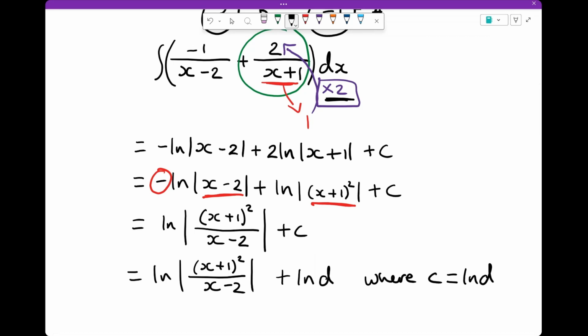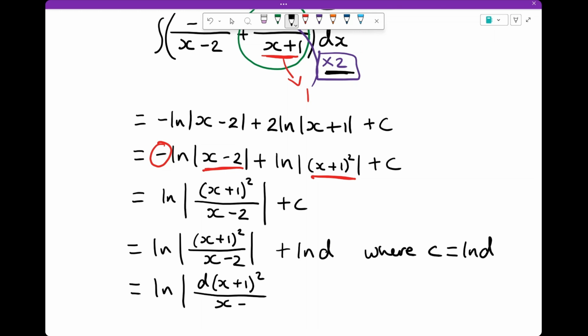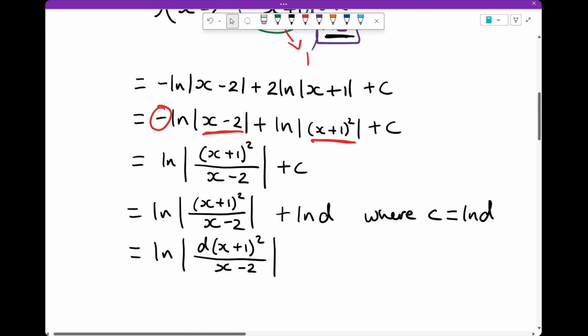And now we have two logarithms being added together, so therefore we can use our addition law and we can multiply what is in our logarithms together. So I'm going to multiply the d into my other logarithm. So I'd have the natural logarithm of the modulus of d multiplied by x plus 1 squared over x subtract 2, like that. And that would be as simple as we can make our final answer.